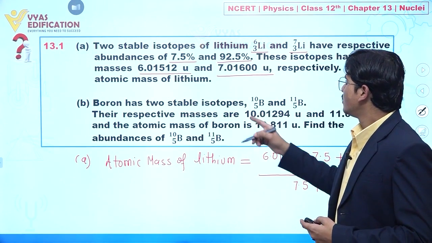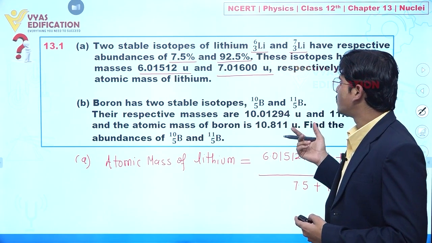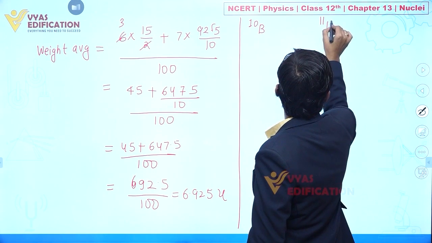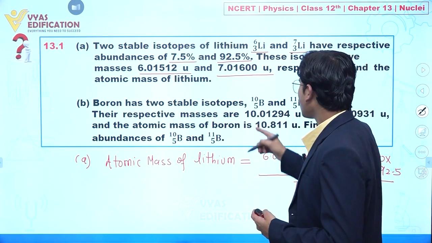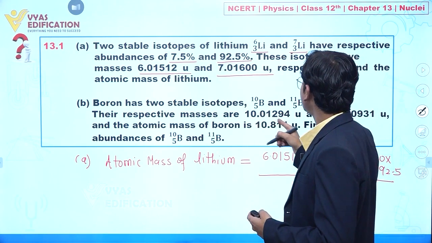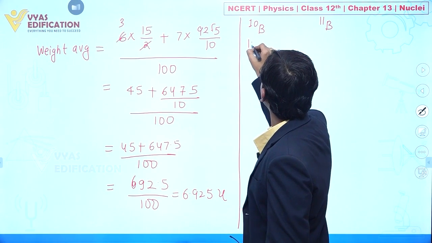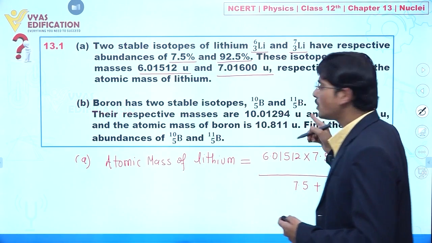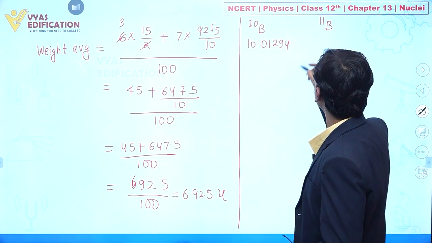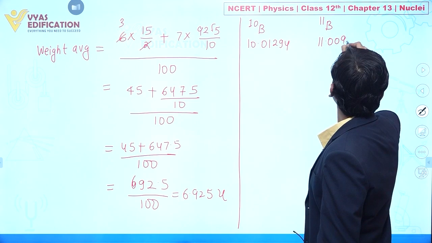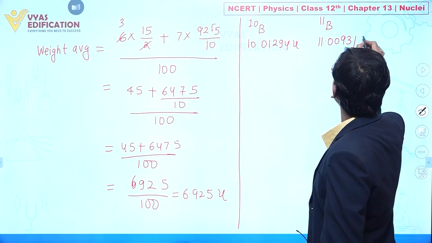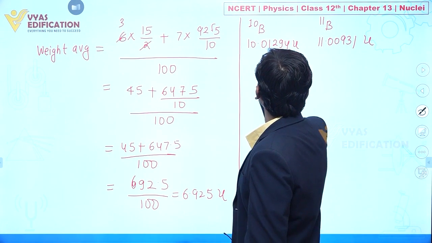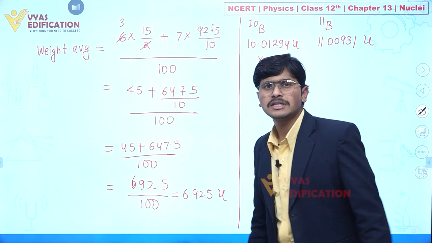We can write like this. Listen carefully. If we are talking about two stable isotopes, let's suppose this is boron 10 and this is boron 11. The value of respective masses is given: 10.01294 for boron 10, and for boron 11 we have 11.00931. This is given in terms of atomic mass unit. Clear? Now let's suppose I am assuming the percentage abundance of boron 10 is equal to x percent.